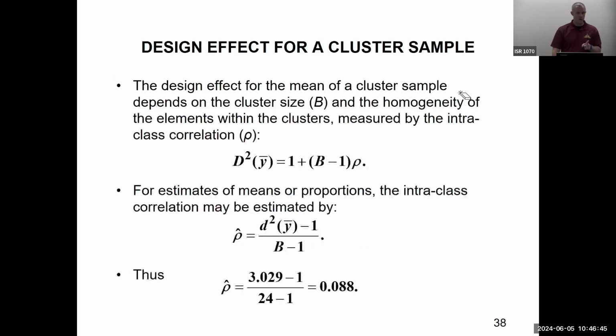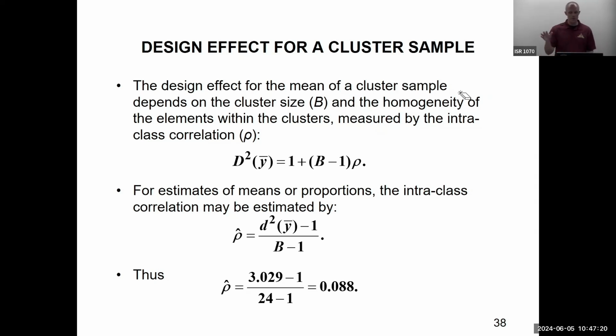Now, Kish also showed that you can rewrite the design effect using this expression here in the case of cluster sampling. And this was very informative because it shows that you can define the design effect in cluster samples as a function of 2 parameters of the sample design. So you can write that design effect as 1 plus B minus 1. B is how much sample is selected from each cluster on average. In the case of this toy example, we had 24 kids measured in each cluster, so B would be 24.